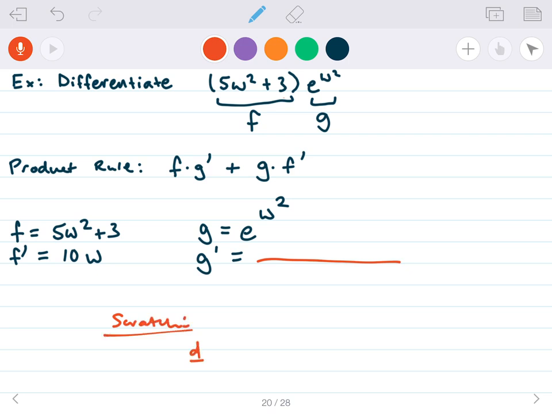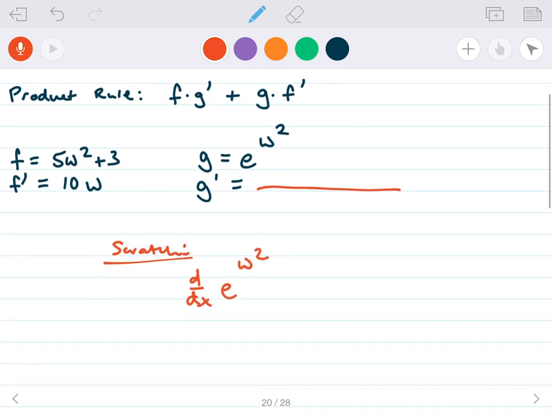I want to find the derivative of e to the w squared. So my outer function, let's just call it f, is e to something. My inner function is going to be w squared. So f prime of g is just going to be e to w squared.